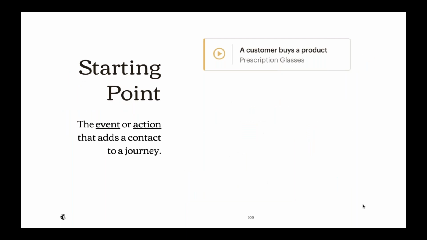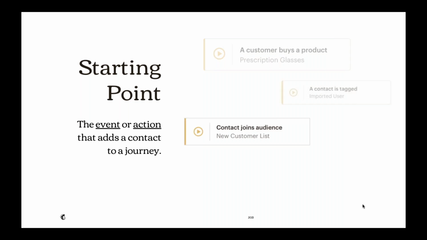Now, each map has a starting point, which is the event or action that adds a contact to a journey. You may have heard of this as a trigger, since a starting point is the trigger to begin an automation. Starting point actions can include things like a purchase from an online store, being added to a tag, signing up to an audience, or a recurring date like a birthday or anniversary, among other options.